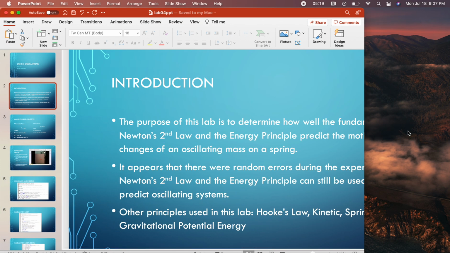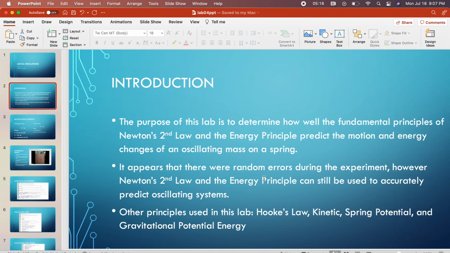In this lab, this is the introduction. The purpose of this lab is to determine how well the fundamental principles of Newton's second law and the energy principle predict the motion and energy changes of an oscillating mass on a spring. It appears that there were random errors during the experiment. However, Newton's second law and the energy principle can still be used to accurately predict oscillating systems. Other principles used in this lab include Hooke's law, kinetic and spring energies, and gravitational potential energy.